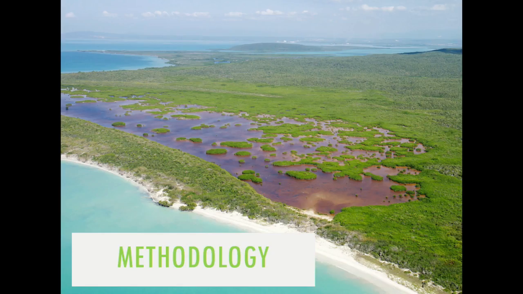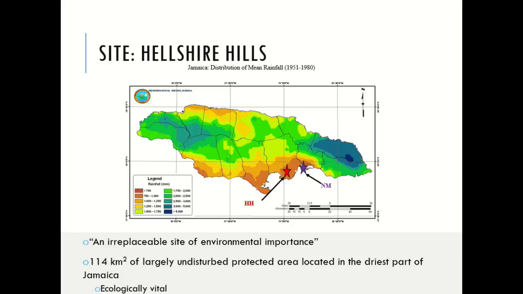Now the Hellshire Hills, and you'll see a picture of it here, is a very well preserved dry forest on the southern coast of Jamaica. And one thing that makes it unique, you'll see the red star here, that is where the dry forest of the Hellshire Hills is. It's a limestone forest. It's a karst limestone terrain. So the limestone has a lot of holes in it essentially and very little soil. And so the vegetation there is used to very hot conditions, very dry conditions, very little soil.